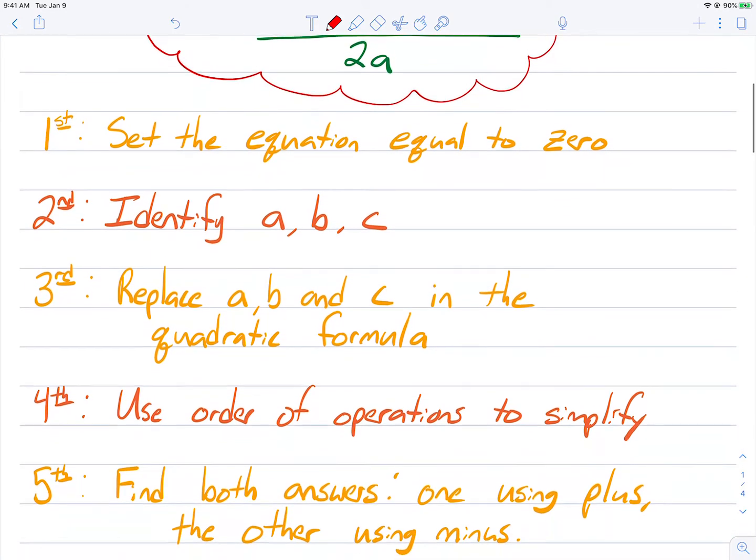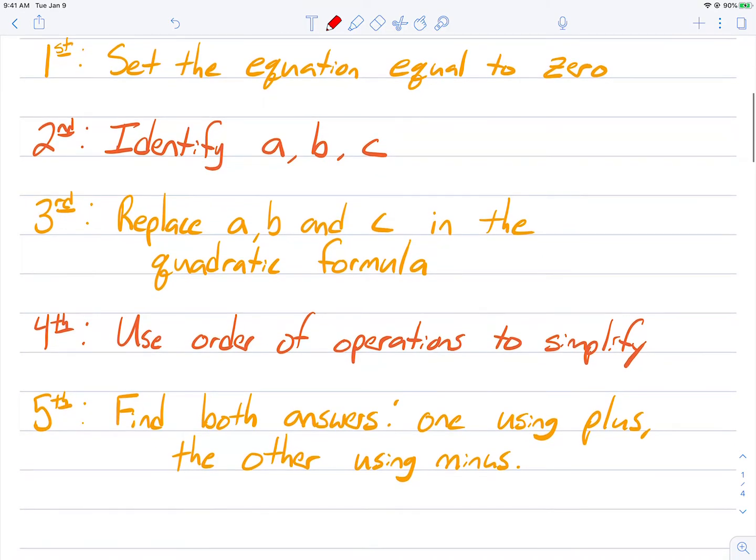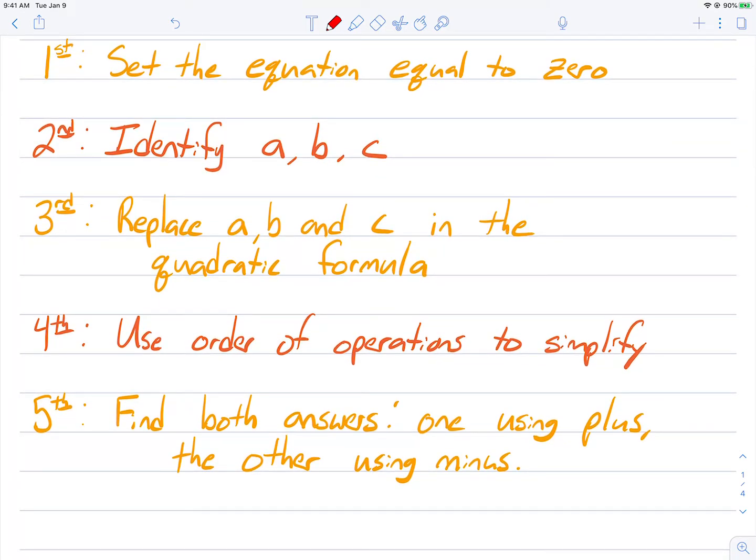So here are our steps for solving using the quadratic formula. Step 1 is you're going to set the equation equal to 0. You're going to come across more of them this week that do not say equal 0, so you will have to actually make them say equal 0. We'll be practicing that in this video.